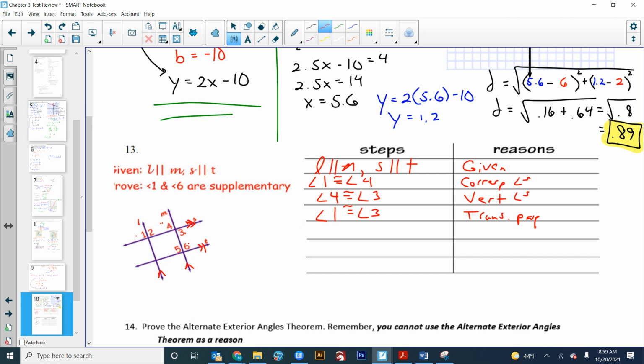All right. So 1's congruent to 3. Well, angle 3 and angle 6. Well, did you guys go straight to measure of angle 1 plus measure of angle 3 plus measure of angle 6 equals 180? There's a couple ways to do this. I will clear up any questions you have once I write this down. Consecutive interior angles.